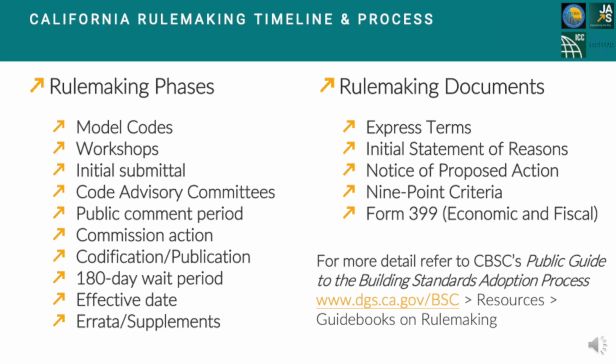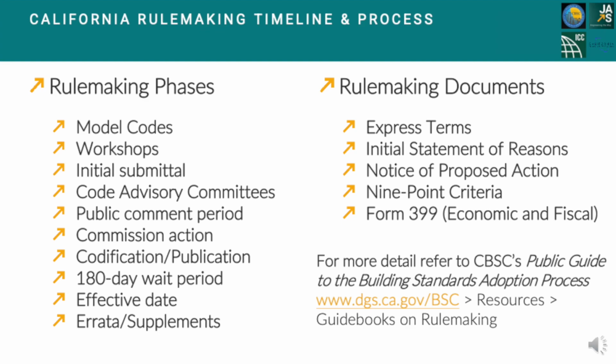These phases are required by law and regulation to be performed to ensure building standards are developed in a transparent and public process. If a state agency is developing complex building standards, it may be necessary for them to conduct workshops to involve the many stakeholders affected by the proposed building standards. Once the regulations are drafted, they are submitted to the Building Standards Commission staff as an initial submittal. This cycle, the state agency submitted 45 separate initial rulemaking packages to the BSC office.